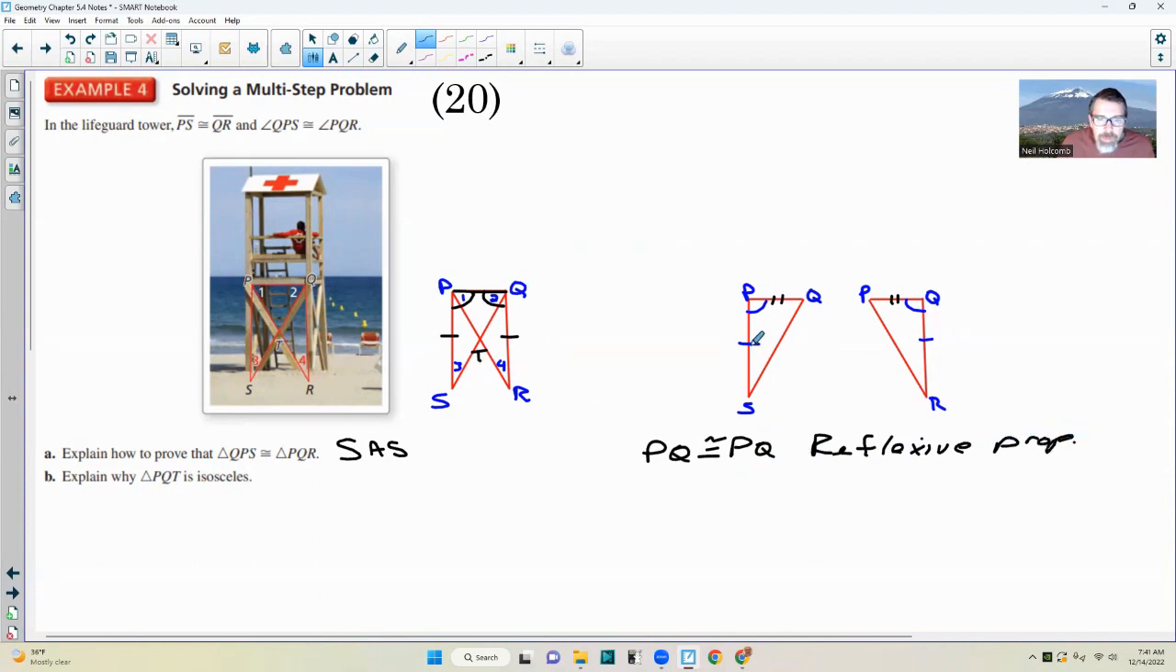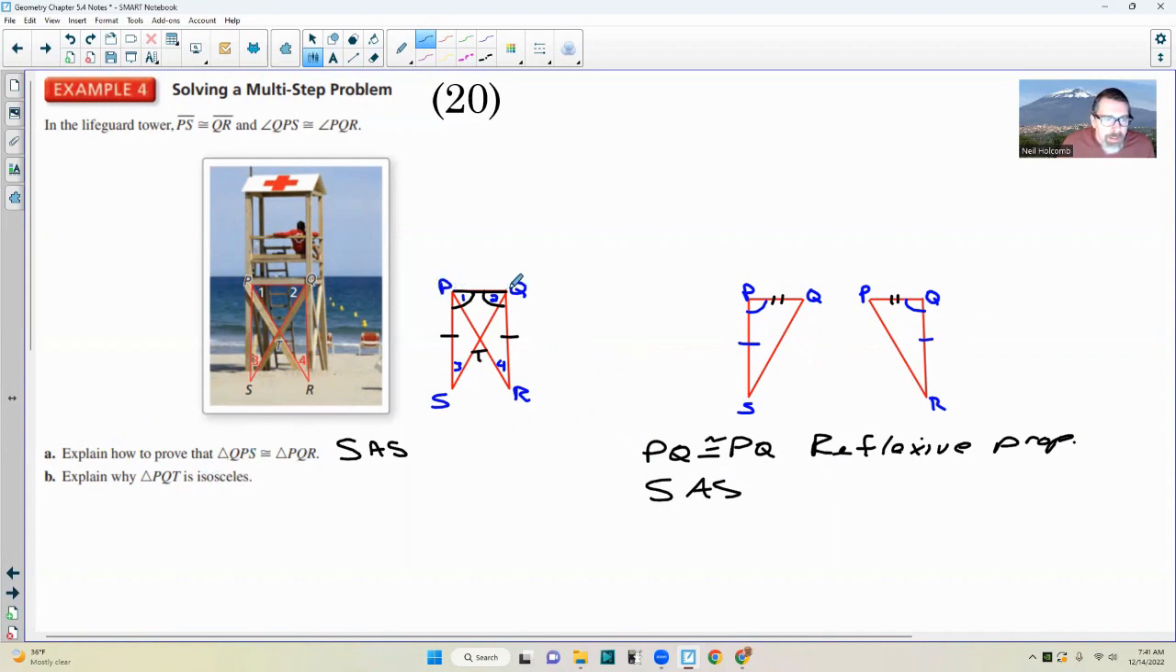And then we have a side angle, and then SAS proves the triangles are congruent. Two sides and an included angle are congruent to two sides and an included angle. Now part B says explain why triangle PQT is isosceles.